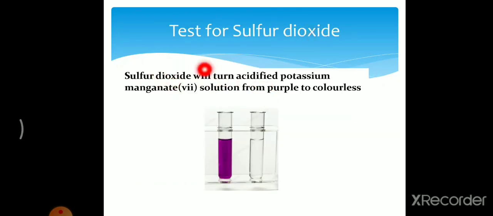Now, test for sulfur dioxide. Sulfur dioxide will turn acidified potassium permanganate solution from purple to colorless. So what you should do: take a clean and dry test tube and add acidified potassium permanganate. The color of acidified potassium permanganate is purple. So this is the test tube containing acidified potassium permanganate. When you pass sulfur dioxide gas into this test tube, the color becomes colorless. A 2 marks question can be asked on this.